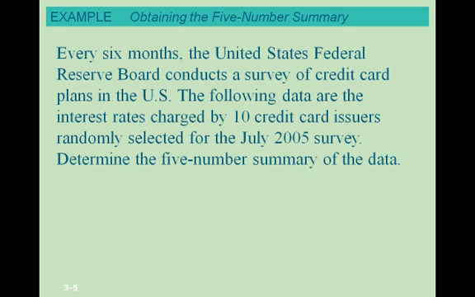So let's look at an example. Every 6 months, the United States Federal Reserve Board conducts a survey of credit card plans in the U.S. The following data are the interest rates charged by 10 credit card issuers randomly selected for the July 2005 survey. We want to determine the 5-number summary of the data.